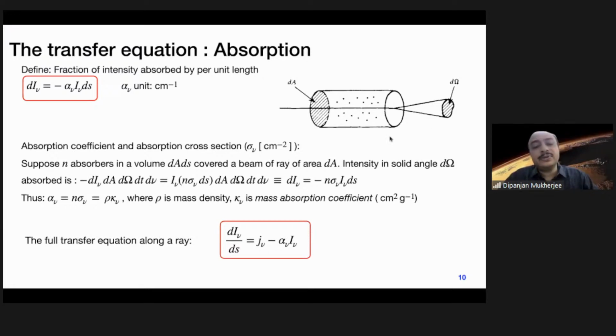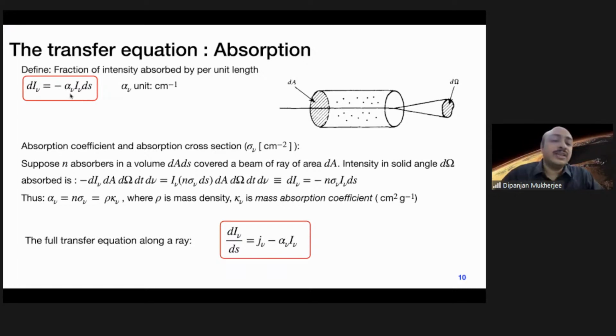Okay, so suppose that a given ray of light is passing through a volume and it is getting absorbed. The radiation is getting absorbed by some particles here. So now we define an absorption coefficient, alpha nu, in this way. What we define is the change in the specific intensity is related to minus alpha nu I nu times ds.